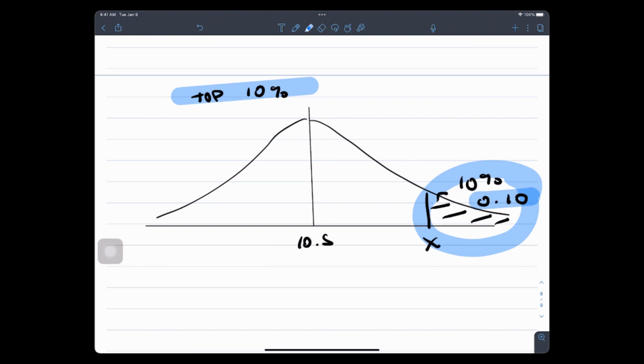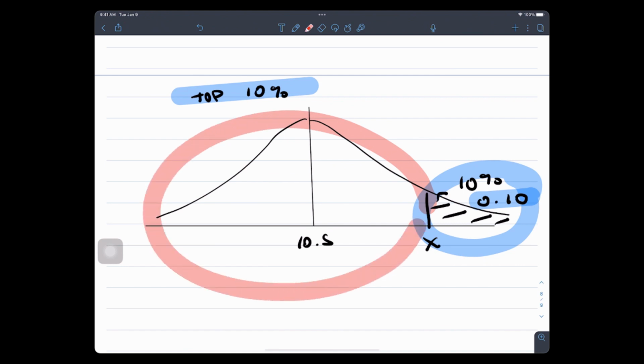Now, what if you said, Mr. Judge, I don't have that. I have the default. What's the complement for those people that have the default? What's the complement of 10%? 90%. How do you write 90%? 0.90. This is for the default people.